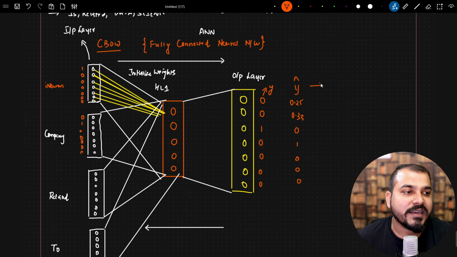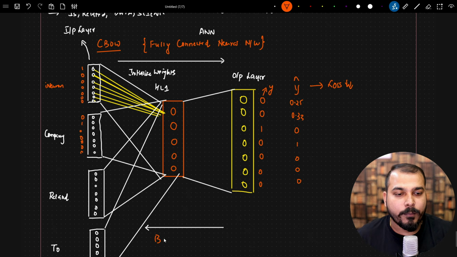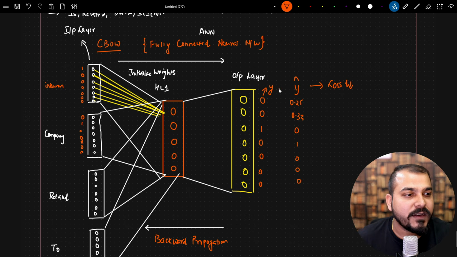Then what we do? We calculate the loss function, and based on this loss, we need to reduce it. We do the backward propagation, and we do it until the difference between Y and Y hat is minimal. And this process is continuous.